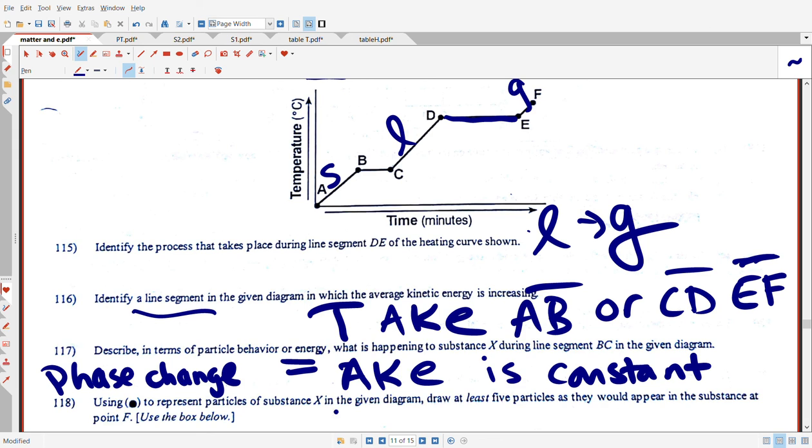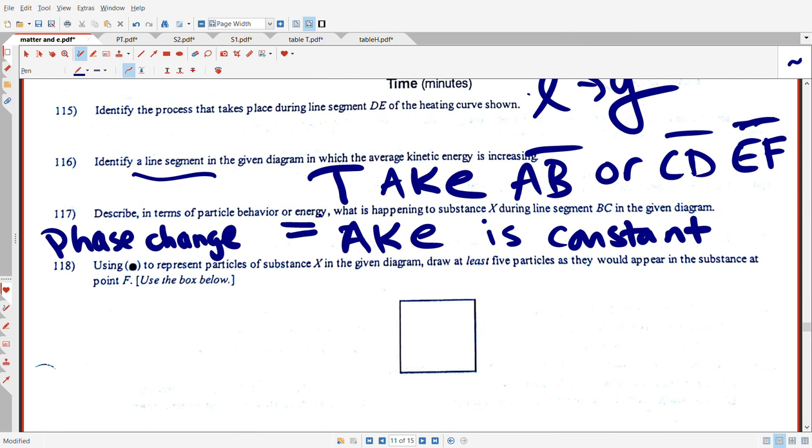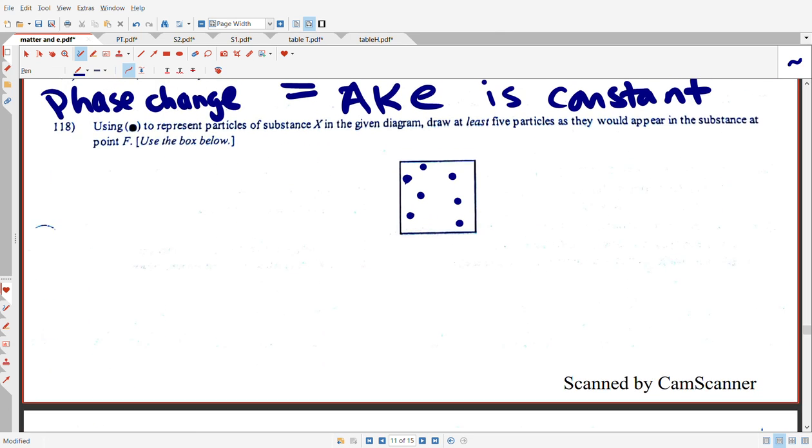Use that dot to represent the substance. Draw 5 particles as they would appear in point F. Well, point F is a gas, so I'm going to have them all far apart, not touching.